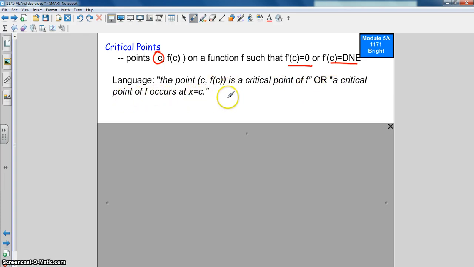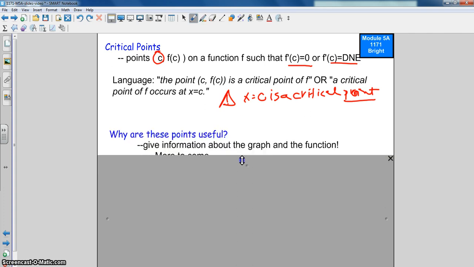You cannot say, and I'm going to put a warning symbol here, you can't say x equals c is a critical point. This is wrong, mainly because a point refers to an x and a y value, a coordinate pair, if you will. And to say it's just one value is not correct. So just a careful note on our language here.